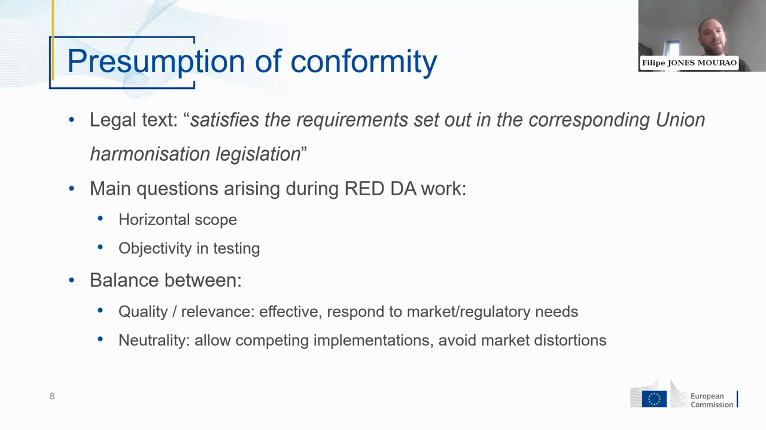So there were also some main questions that started to arise during work for the Radio Equipment Directive about how this presumption of conformity can happen, and some specificities of the cybersecurity domain. So first of all, the Radio Equipment Directive Delegated Act had only horizontal provisions. All of the products in its scope needed to have appropriate cybersecurity for network security, protection of personal data and avoiding fraud. And this question of the horizontal scope is in some ways antithetical to the spirit of standards. Usually standards are product specific. So when you have a horizontal provision, does it make sense to have standards?